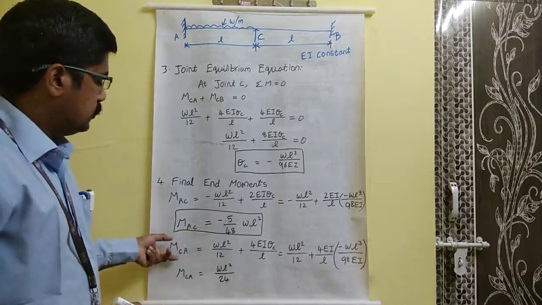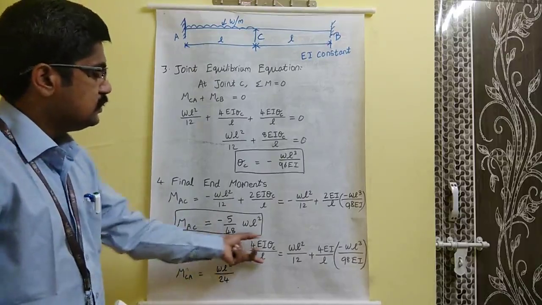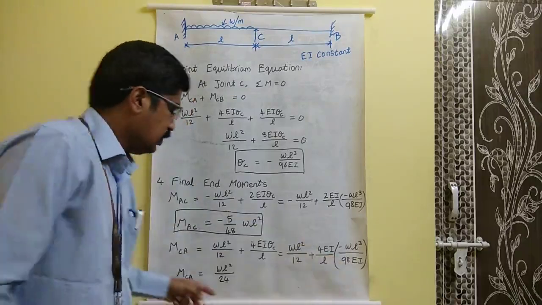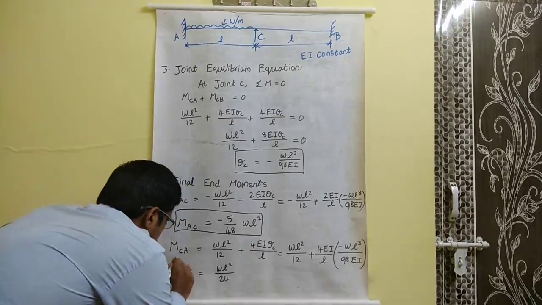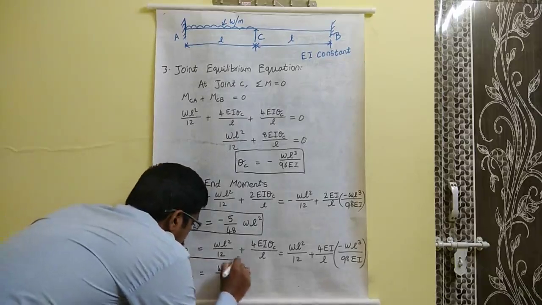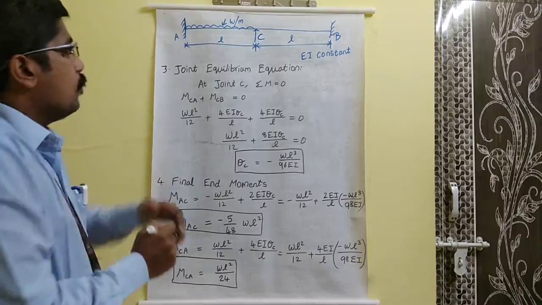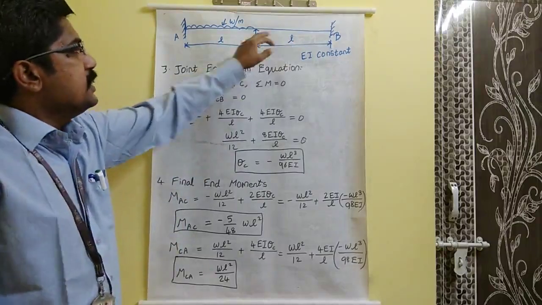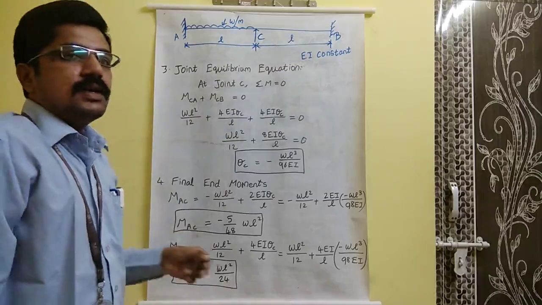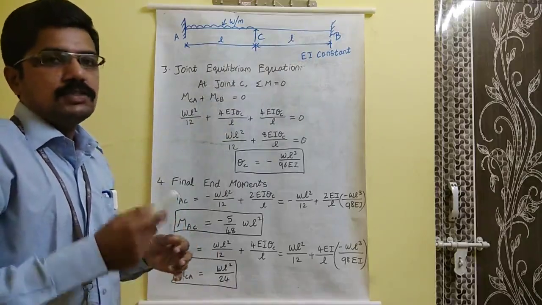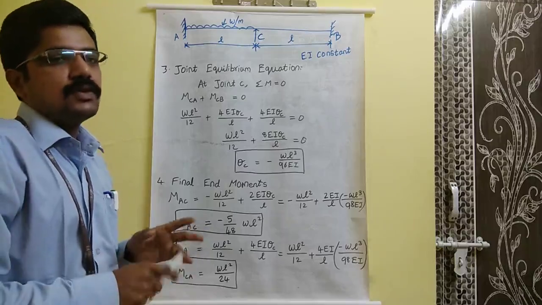Next we are going to substitute in MCA. This is the slope deflection equation for MCA, and I am substituting the value of theta C. So I am getting MCA equal to WL square divided by 24. Next we need to find the moments for member CB, that is MCB and MBC. Then we need to draw the bending moment diagram, and in this problem they have asked for one additional item, that is, we need to draw the shear force diagram also.